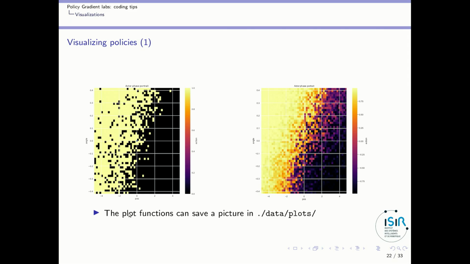And what's interesting is that if you call those plot functions that provide those kinds of images, it can either do it interactively, so it displays the picture while running the code, but it can also save a picture, which is saved in data.plots.